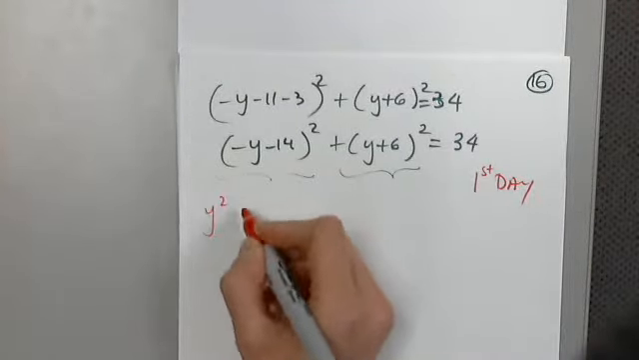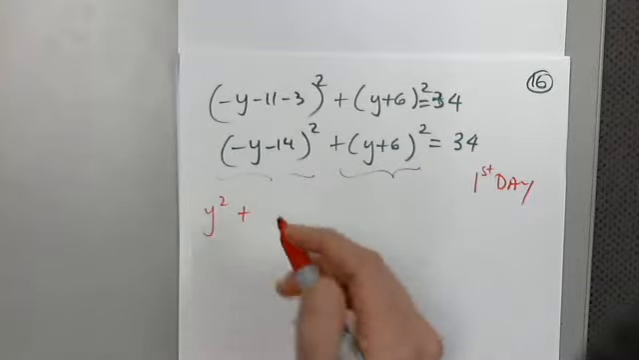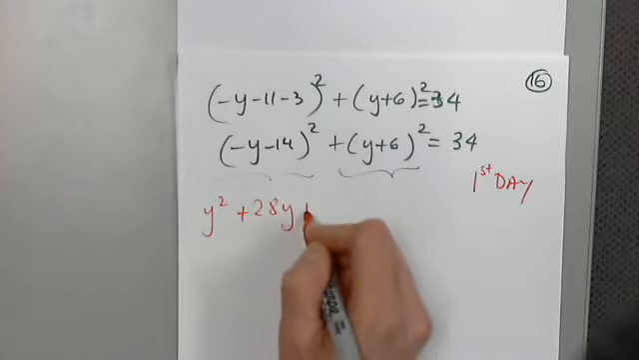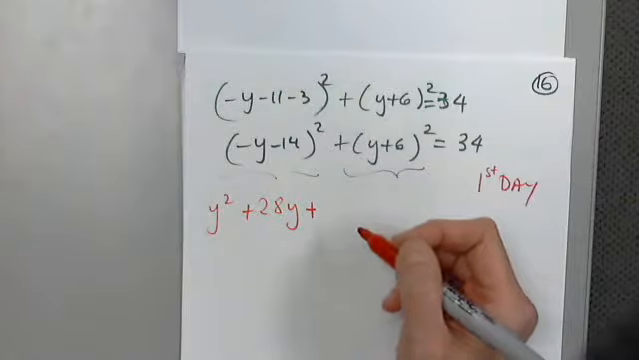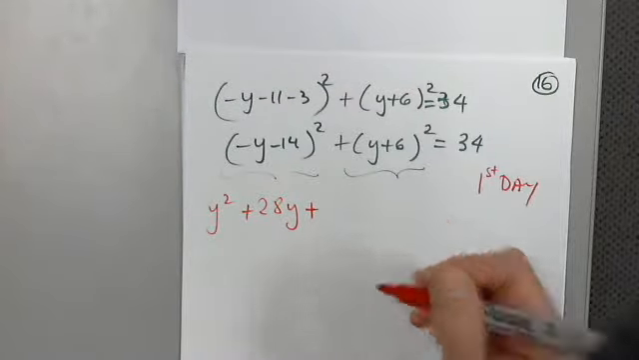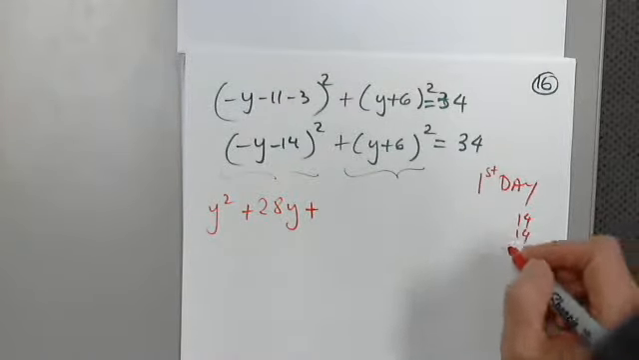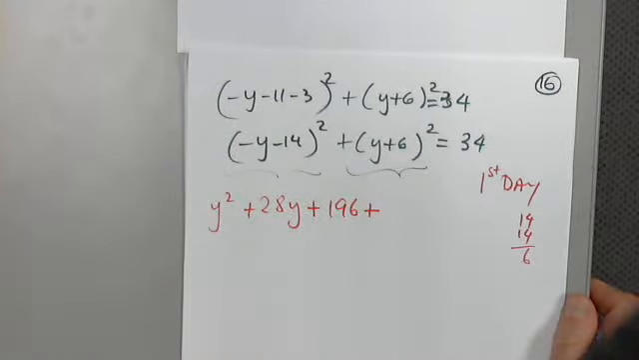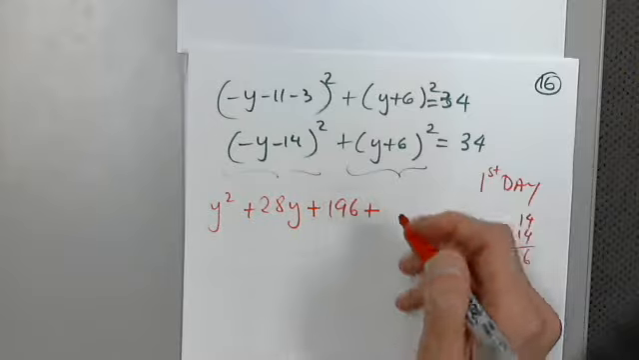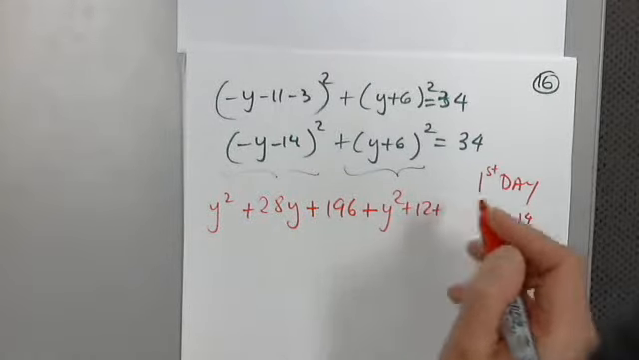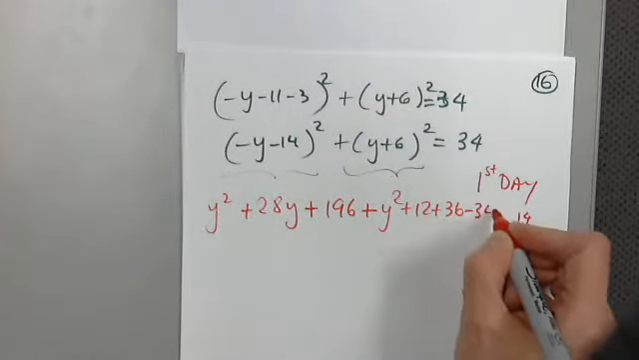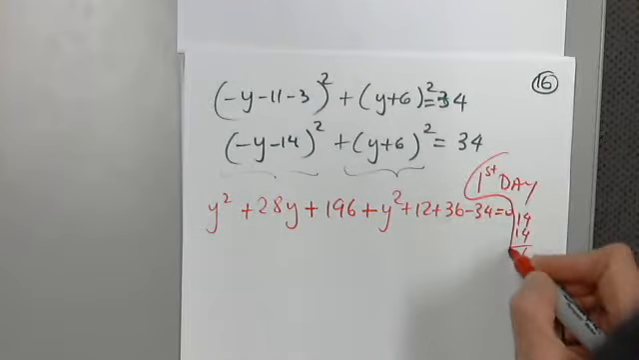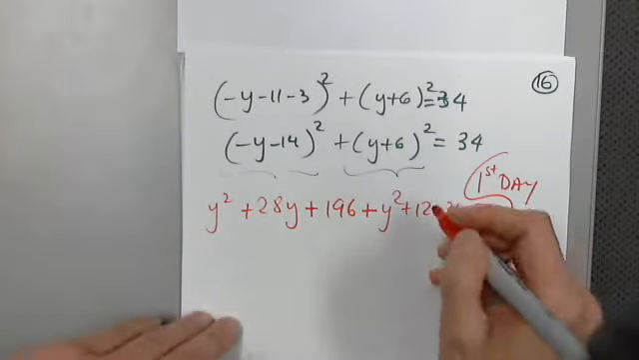3y squared plus... What is 14 times 14? 196. Thank you. Plus y squared, very good, 12y plus 36 minus 34 equals 0. Say it again. Oh, yes, thank you, thank you.